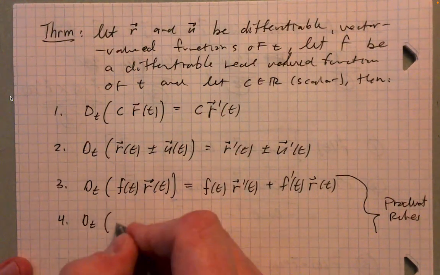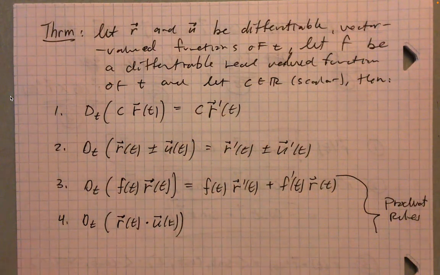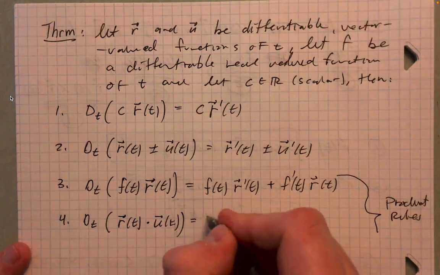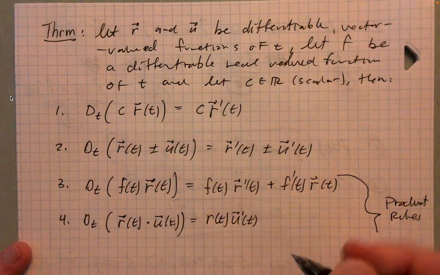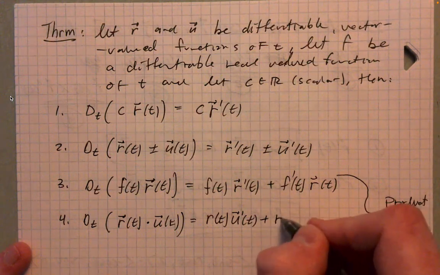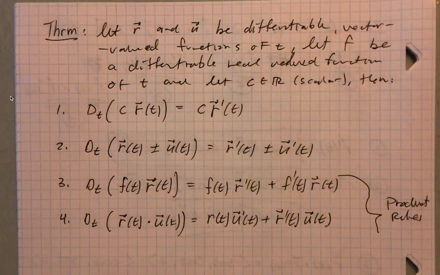So if I have r of t dotted with u of t, and I want to take the derivative of that, then it's actually going to be the product rule again. So you get r of t times u prime of t. Remember, these become scalars, plus r prime of t times u of t. So again, it's the first times the derivative of the second plus the derivative of the first times the second. So that's the product rule again.